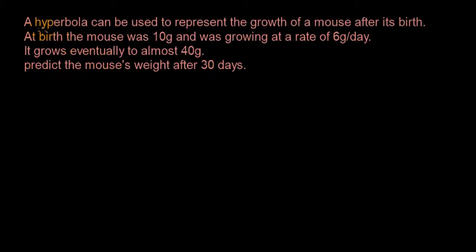Okay, so it says a hyperbola can be used to represent the growth of a mouse after its birth. So as soon as you see the keyword hyperbola, write down the general formula for it. And the general formula is y equals a over x minus h plus k. Okay, that is the general formula for a hyperbola where a, h, and k are constants.